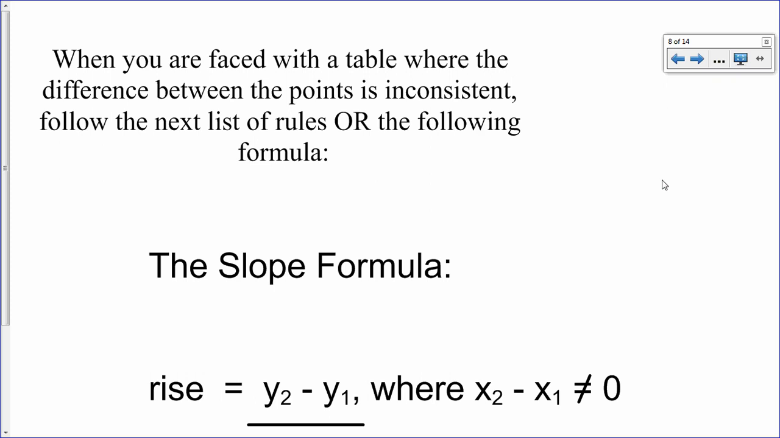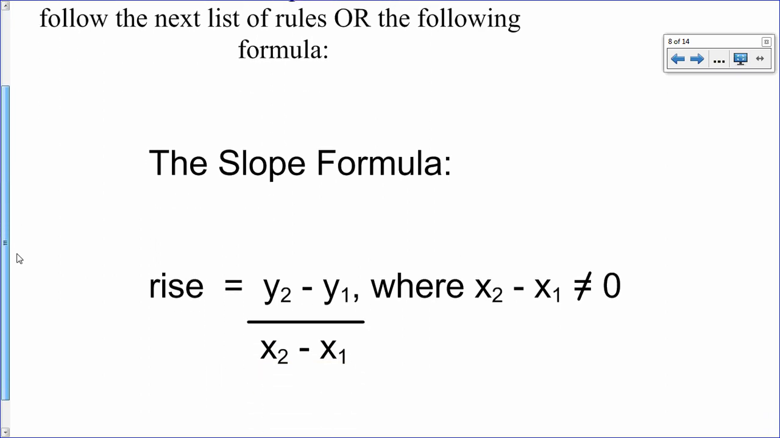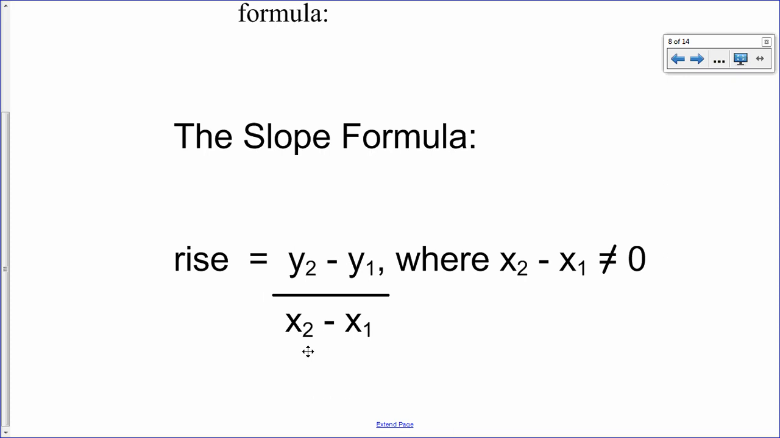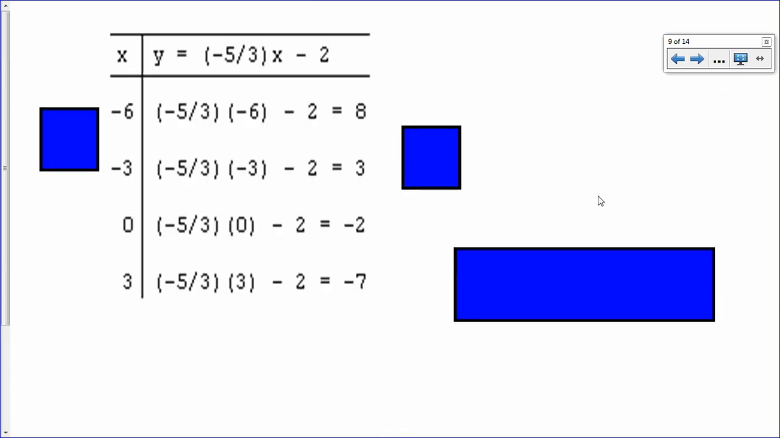When you're faced with a table where the difference between the points is inconsistent, meaning it's different each time, follow the following formula. And the formula that you've been introduced to last year is the slope formula. It says the rise over the run is going to be equal to the difference between y2 and y1 over x2 minus x1. And the important thing here to remember is that x2 minus x1 cannot be equal to 0. We are not allowed to have zeros down in the denominator of a fraction.